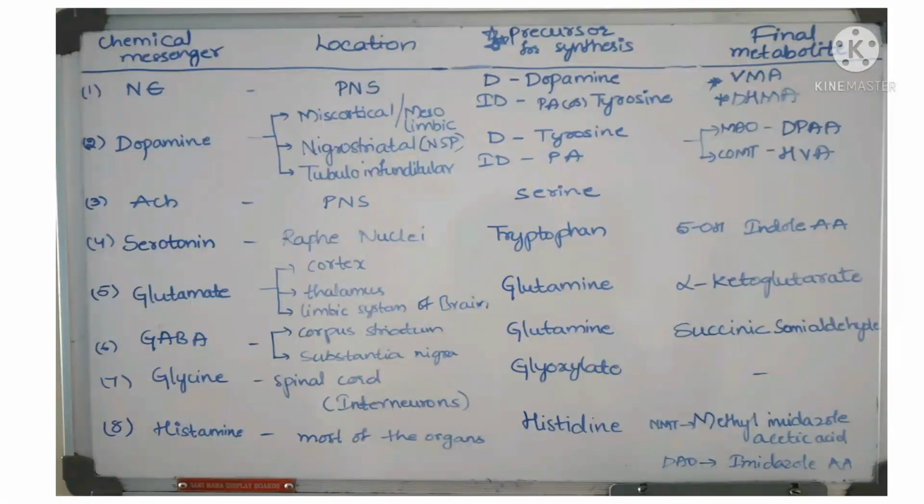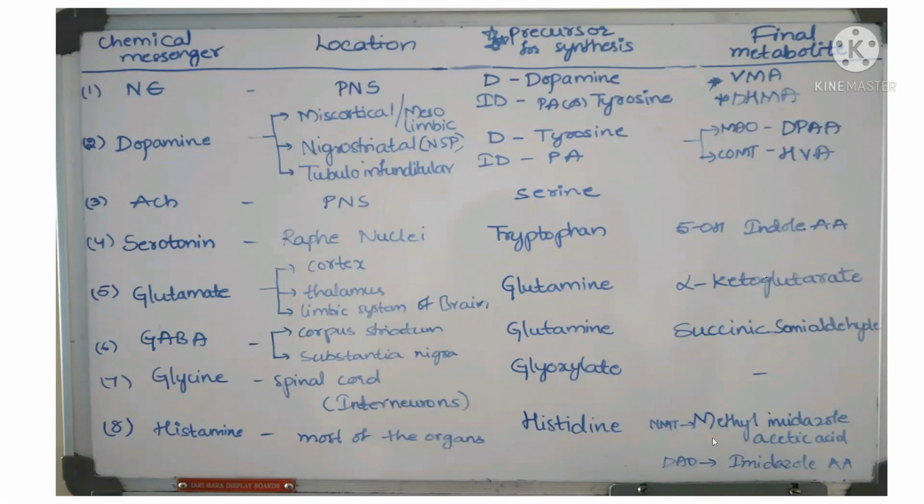So this is the final conclusion of all the neurotransmitters we have studied till now. Here I have given some shortcuts. D means direct, ID means indirect. Direct neurotransmitter is dopamine and the indirect precursor is phenylalanine or tyrosine. And here VMA is vanillyl mandelic acid and DHMA is dihydroxy mandelic acid. If dopamine is metabolized through the enzyme MAO, monoamine oxidase, then the final metabolite is dihydroxyphenyl acetic acid, DOPAC. And if it is metabolized by COMT, catechol-O-methyl transferase, then the final product is homovanillic acid.